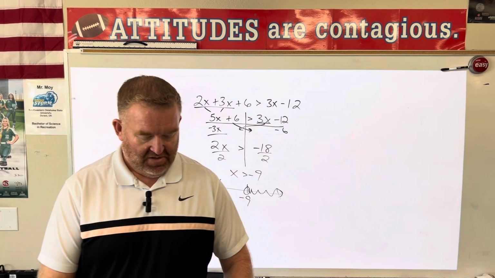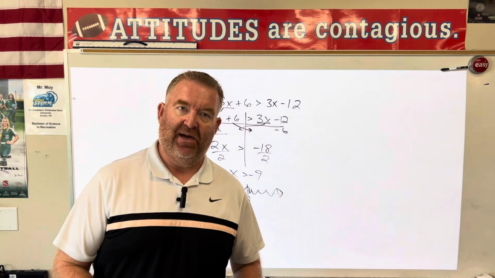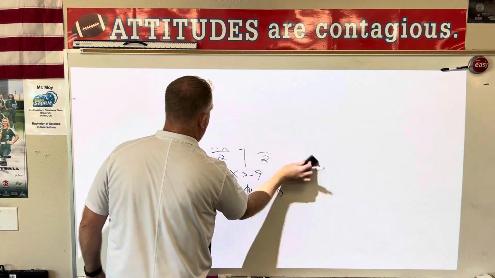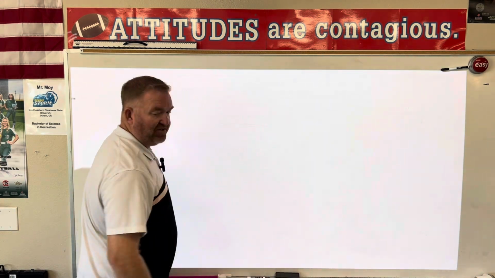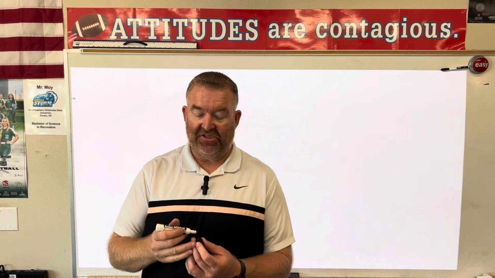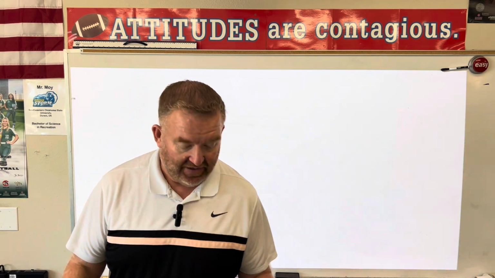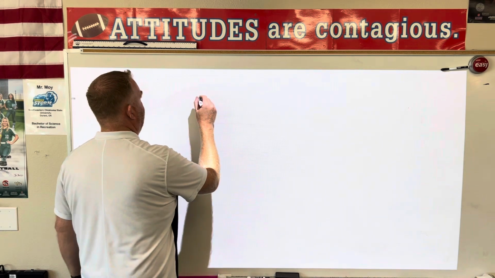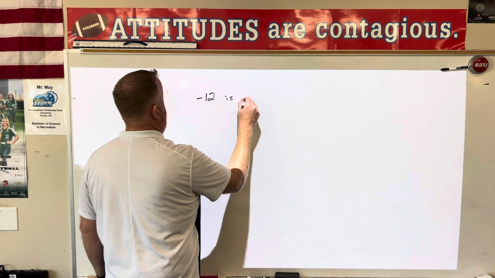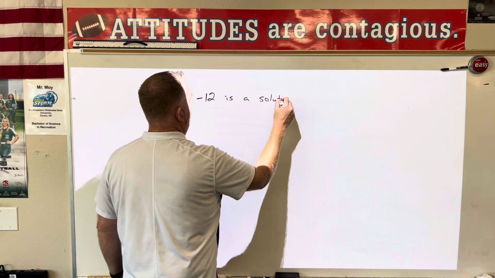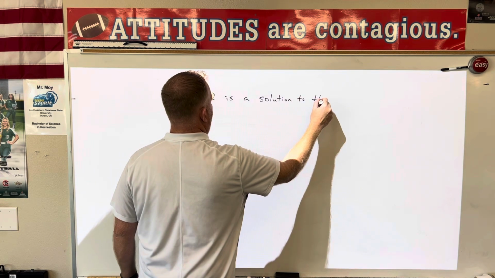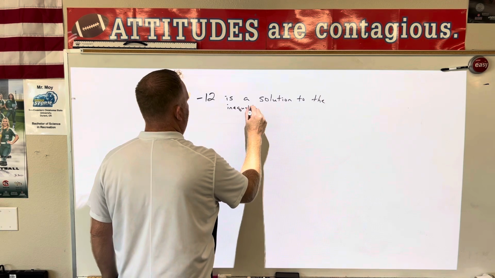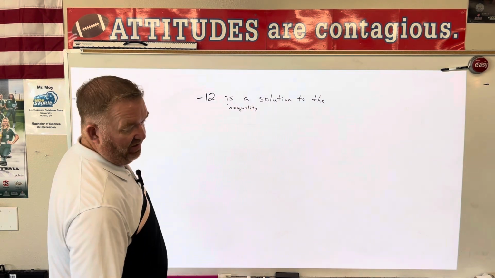Okay, they're not all going to be that big. Okay, number 3. Number 3 is going to be a true or false question, so at least you get a 50-50 shot at guessing correctly. Okay, it's going to say -12 is a solution to the inequality. Okay, so the inequality is going to look like this.